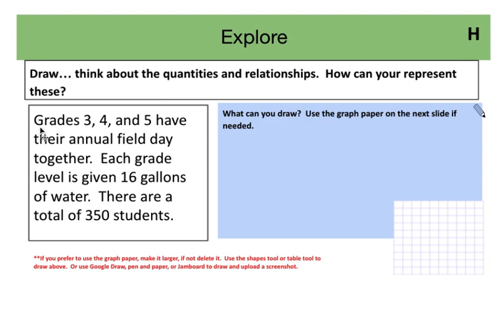And again, we'll read that problem stem one more time. So kind of think about what you could draw as we read. Grades 3, 4, and 5 have their annual field day together. Each grade level is given 16 gallons of water. There are a total of 350 students. So what could you draw? Go ahead, and when you're ready, unpause.